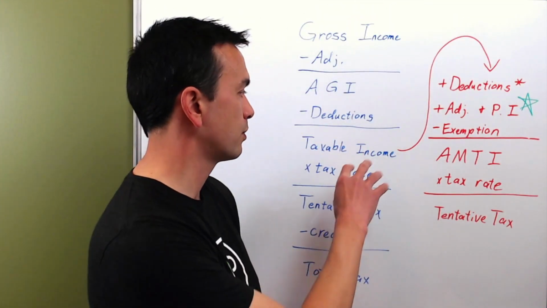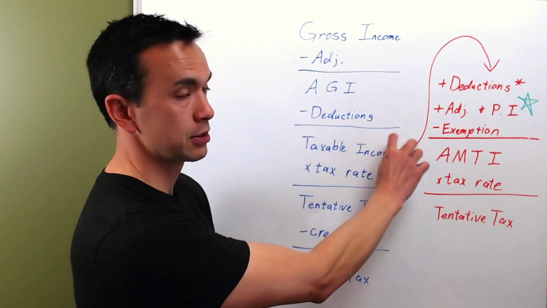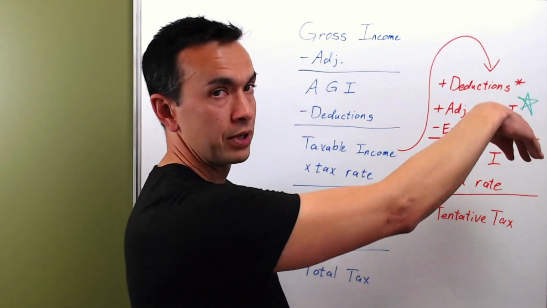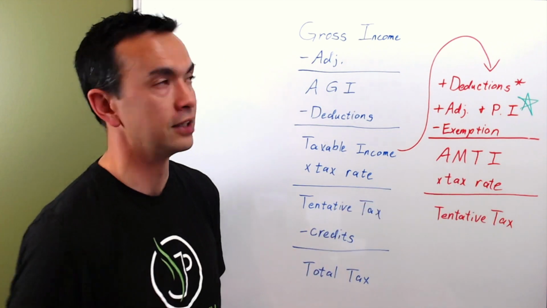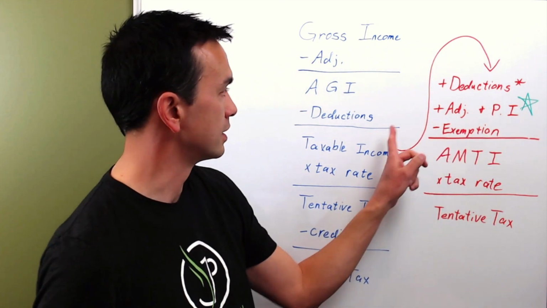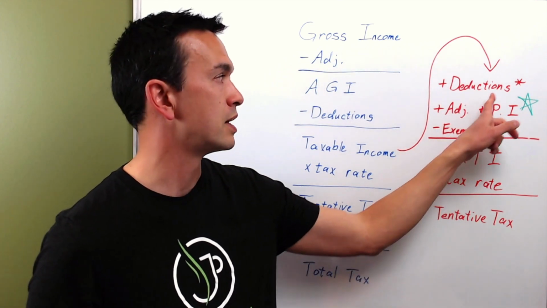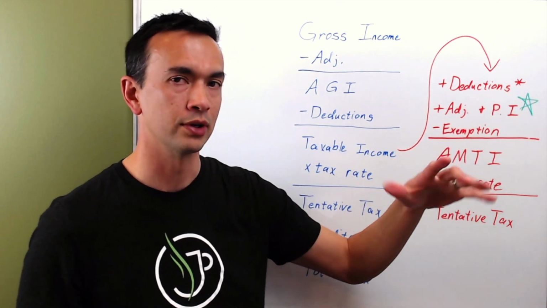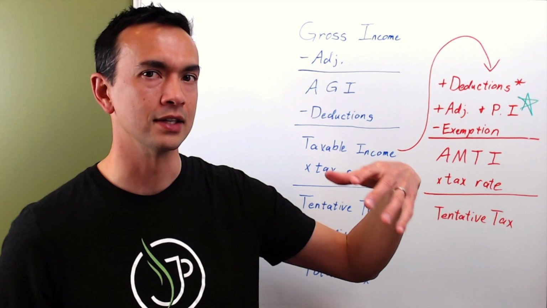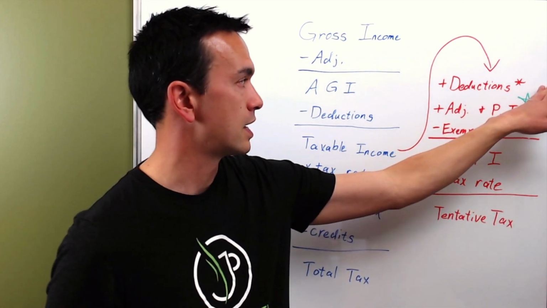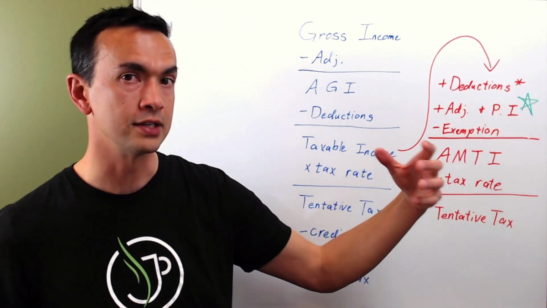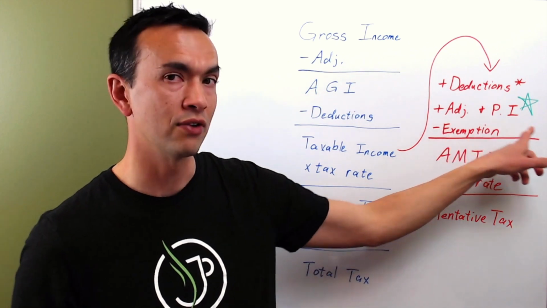The way that it works is that you take this taxable income number here and drop it into the top of the AMT calculation. Then they say, let's add back either the standard deduction, or if you itemize, some of it gets added back, like state and local taxes. So that gets added back. And then you will also add these other things called adjustments and preference items.